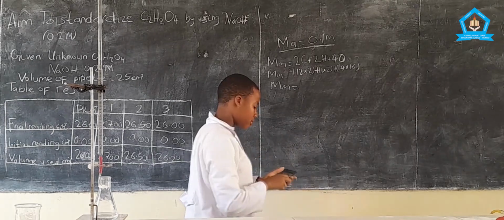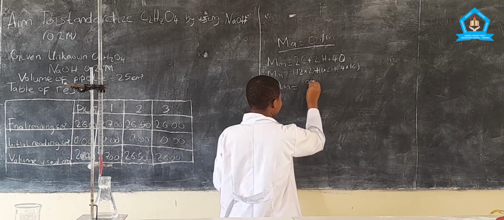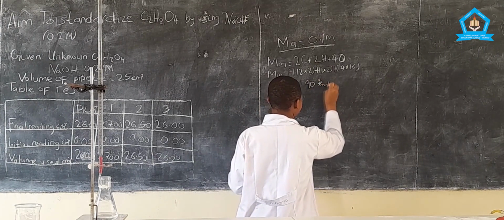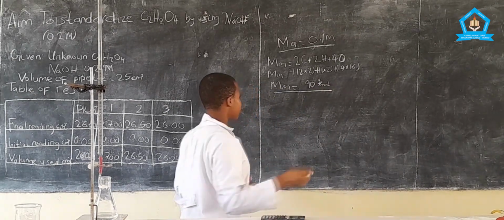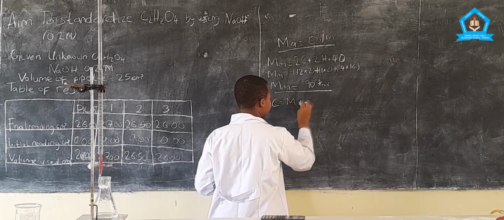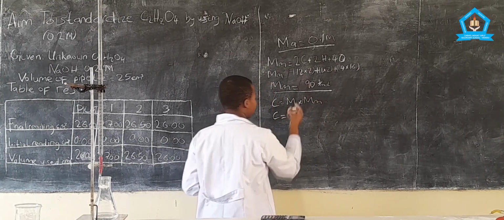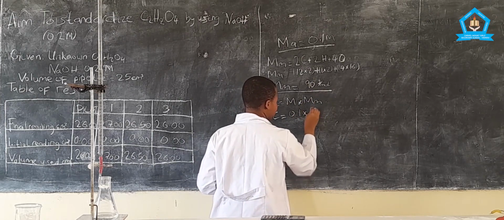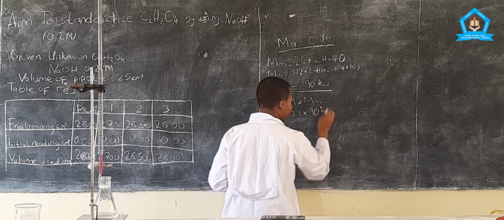And from there, we get 90 gram per mole. We use the formula: concentration is equal to molarity times molar mass. Molarity obtained was 0.1 times molar mass, which is 90 gram per mole.